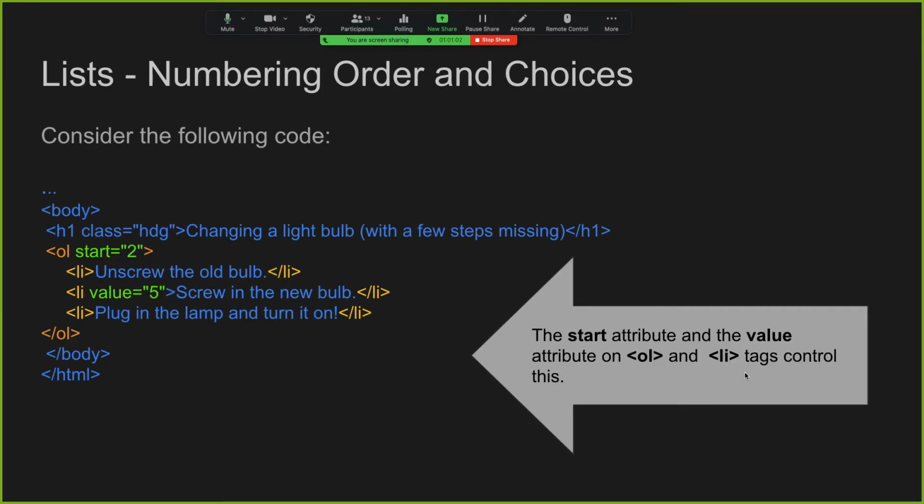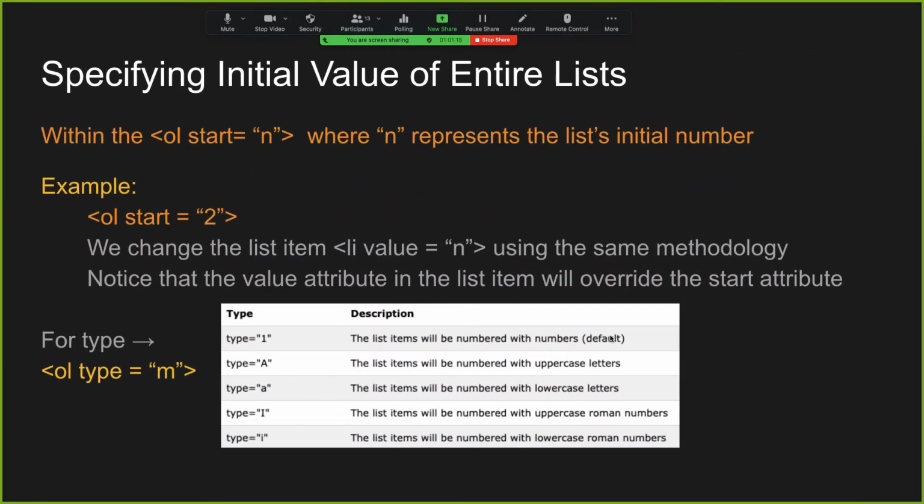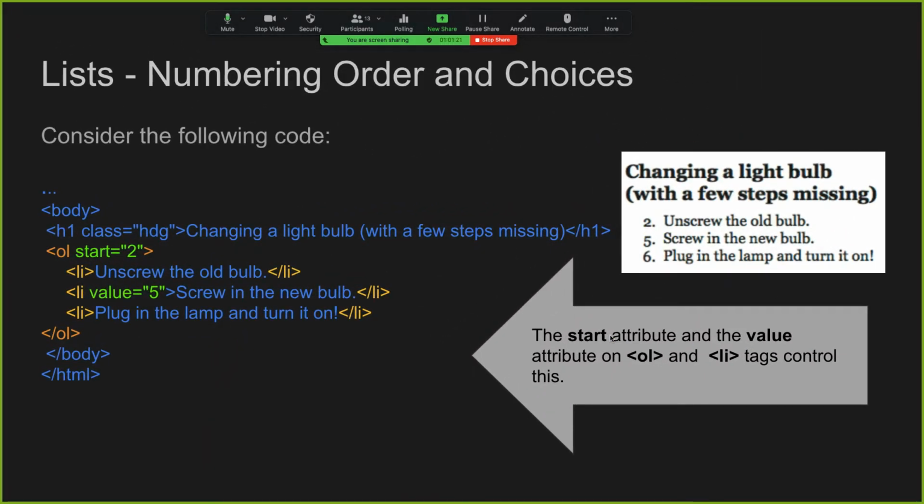The start attribute and the value attribute control this. The other thing you need to recognize in how this appears is that the value attribute is going to override that start attribute. And that's what we see here. So if you put a value down below and say the value below is going to be something else, it's going to override it, and the rest of the list will follow that new value. So here we see, of course, the example 2, 5, and 6.